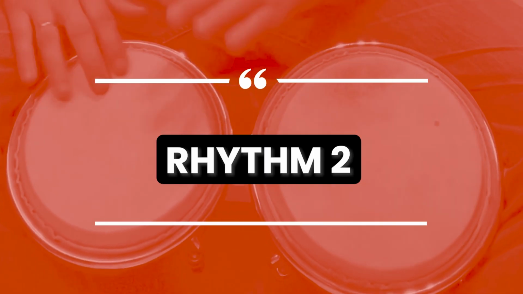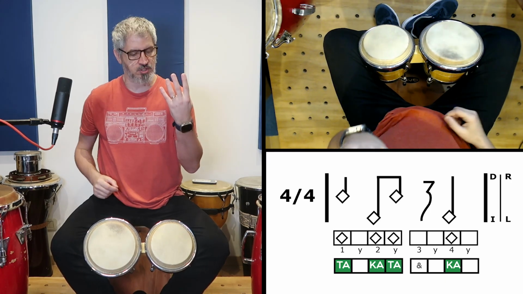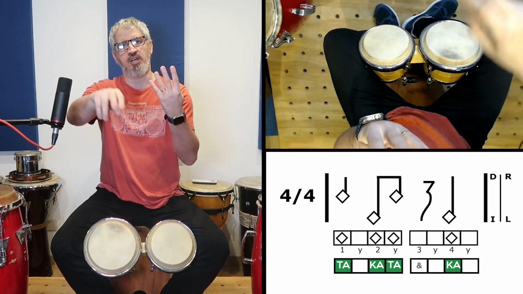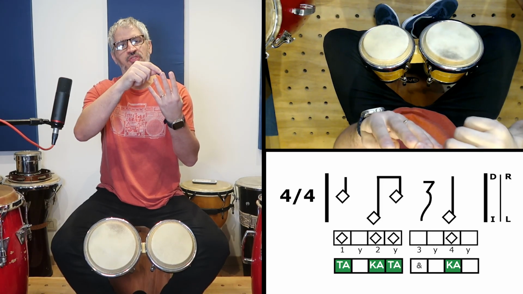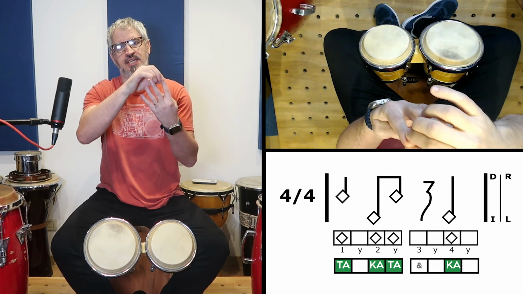To the second rhythm, in which we're going to play the following. We have once again a 4-beat rhythm. So in the first beat we're going to play 1 hit. In the second we're going to play 2 hits. In the third I'm going to have a silence, and in the fourth I'm going to play 1 hit.